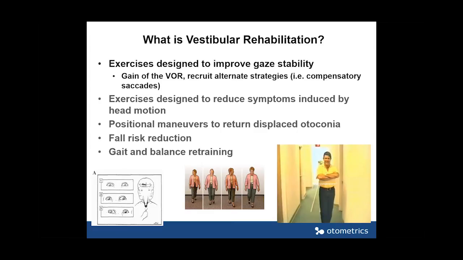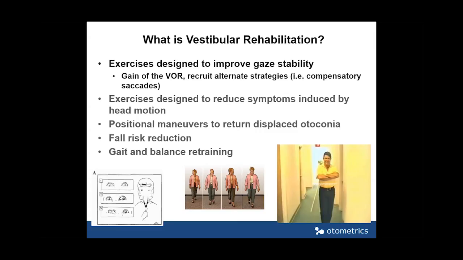Now, whether that head rotation is actively generated by the subject or passively generated, and or that occurs naturally when we're not thinking about it, such as walking or riding in a moving vehicle, the brain has the task, and the vestibular system have the task of keeping the eyeballs still so we can navigate through our environment. So specifically, we're going to talk a little bit about the gain of the vestibulo-ocular reflex, and these exercises are designed to improve the gain of the vestibulo-ocular reflex and to recruit alternate strategies, that is, compensatory saccades.